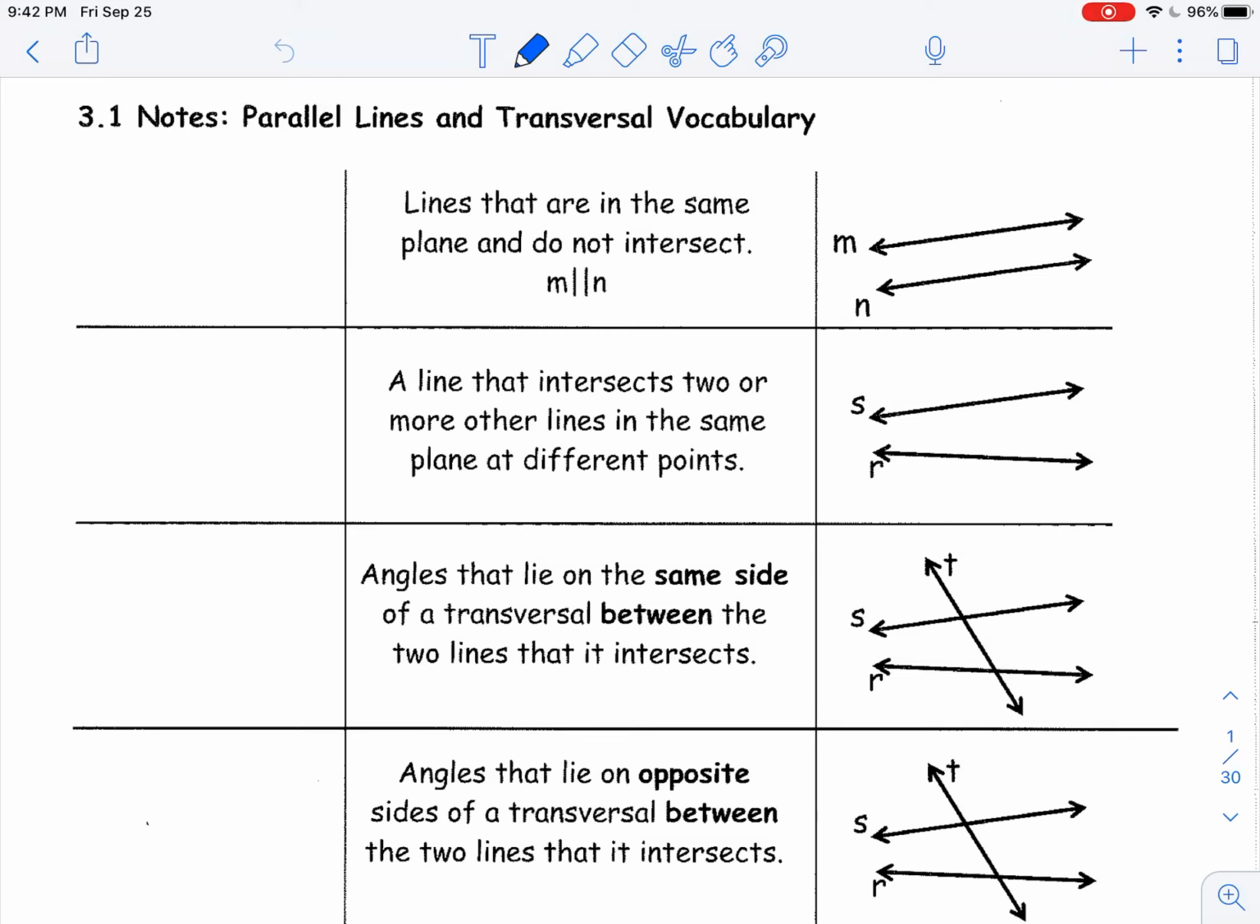Today's notes are going to cover parallel lines and transversal vocabulary. So let's get started. Lines that are in the same plane that do not intersect are parallel lines. They're going to be indicated with these double bars, and you'll see that they don't intersect. Now, a line that intersects two or more lines in the same plane at different points, such as this, is called a transversal.